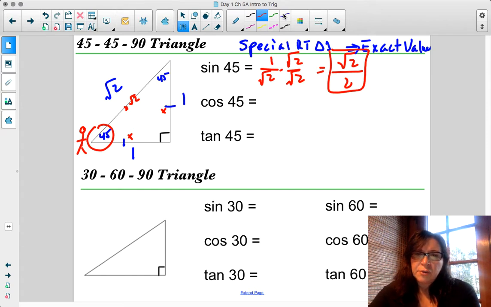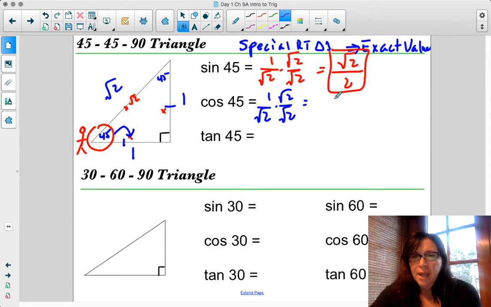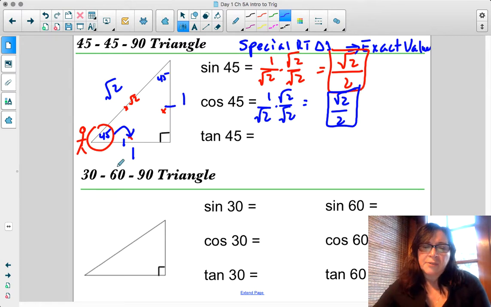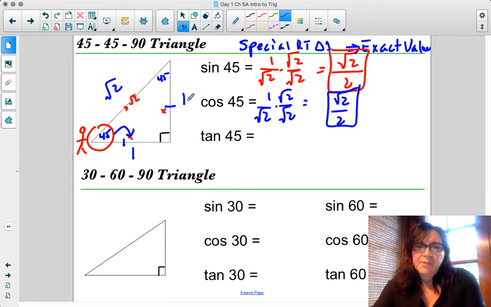Then I'm going to do cosine of 45. Cosine is adjacent over hypotenuse, so that's 1 over root 2. Again, multiply by root 2 over root 2, and I get root 2 over 2. This should not be a surprise to you, because this being an isosceles right triangle, sine and cosine are going to be the same because we have equal sides.